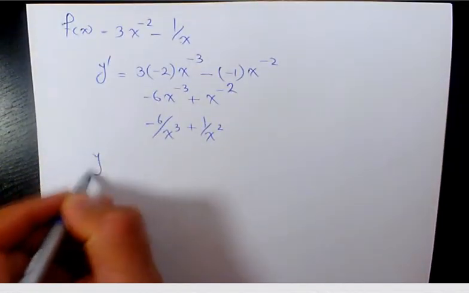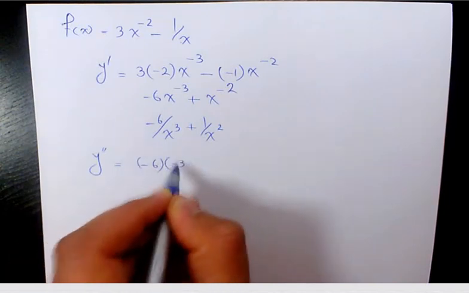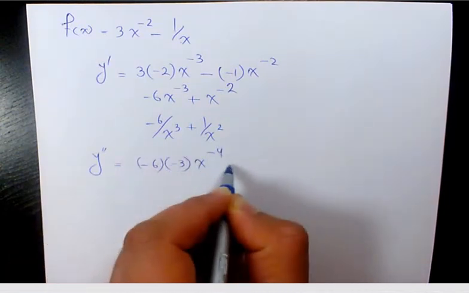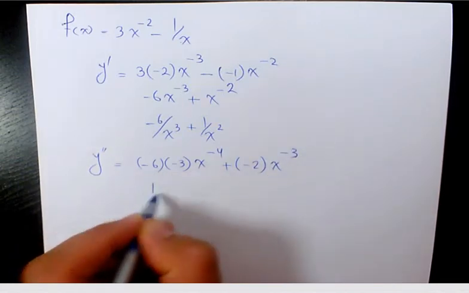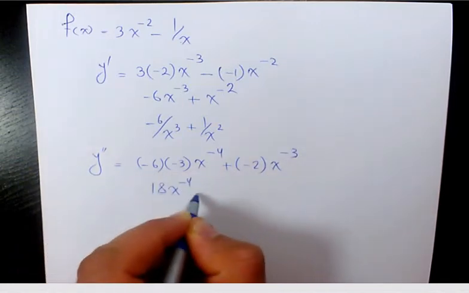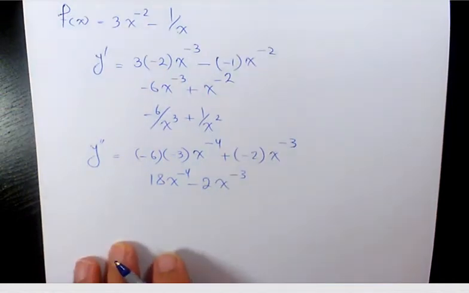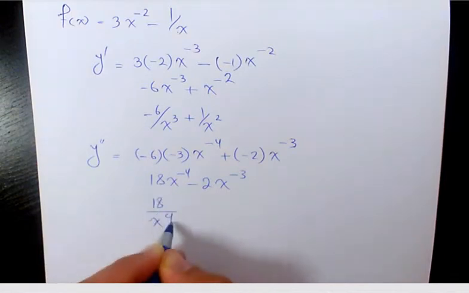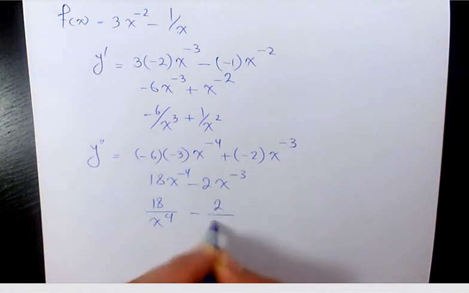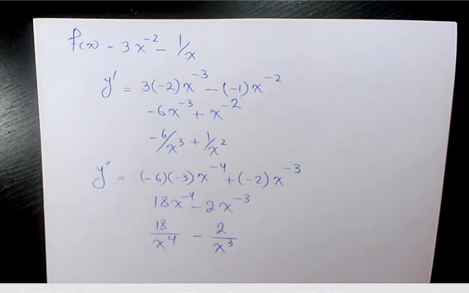Now when we find that double prime, it's going to be negative 6 times negative 3 times x to the power of negative 4 plus negative 2 times x to the power of negative 3. That will be 18 x to the power of negative 4 minus 2x to the power of negative 3. So you can also write it like 18 over x to the power of 4 minus 2 over x to the power of 3. That's the derivative of this function.